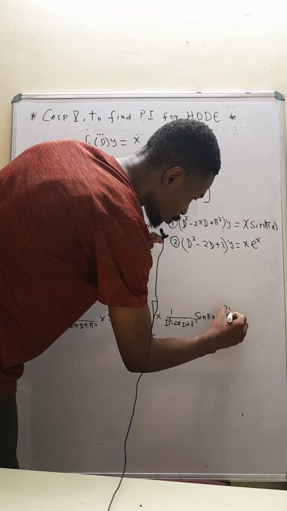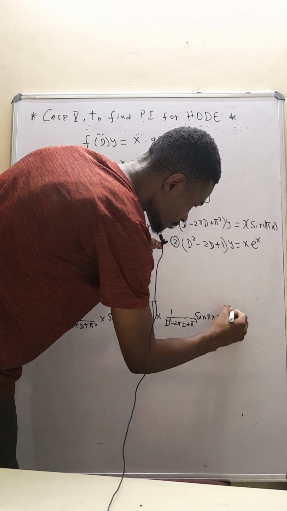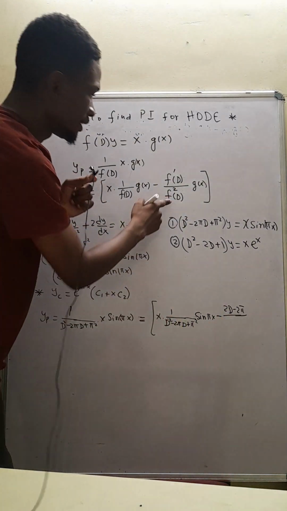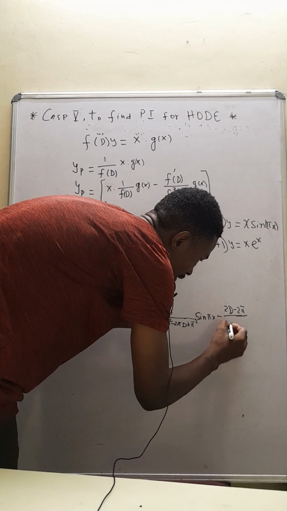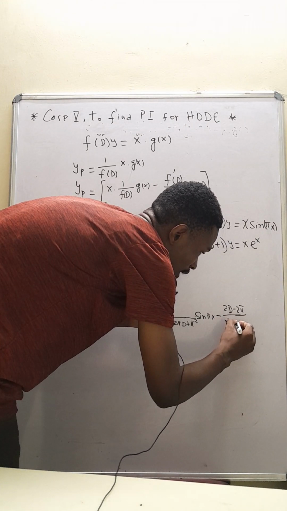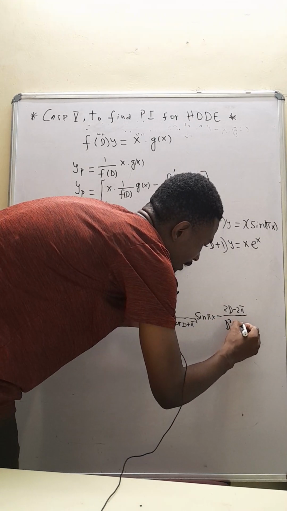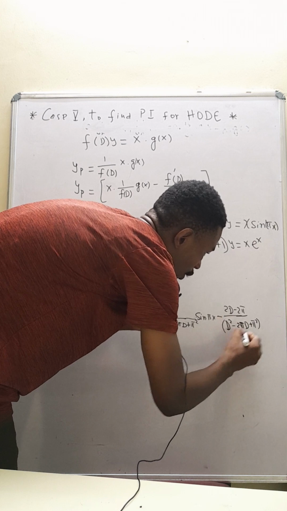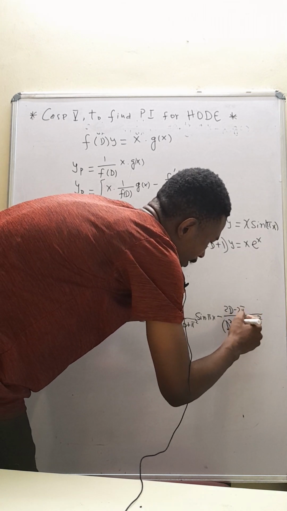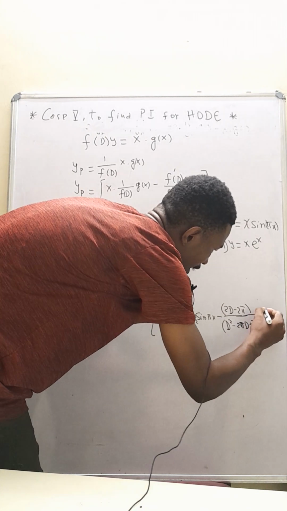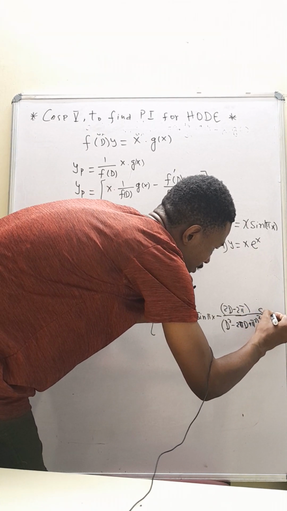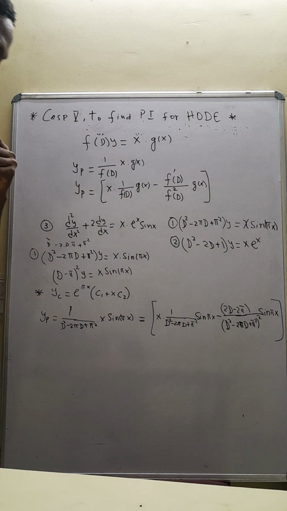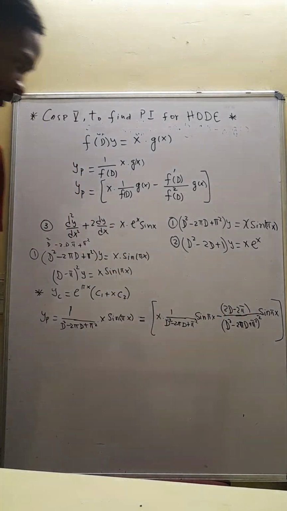This will be 2D minus 2 pi, all upon this function squared. So this will be D squared minus 2 pi D plus pi squared, all of this squared. And here I will put g of x, sin of pi x. Okay? So this is what we got here.